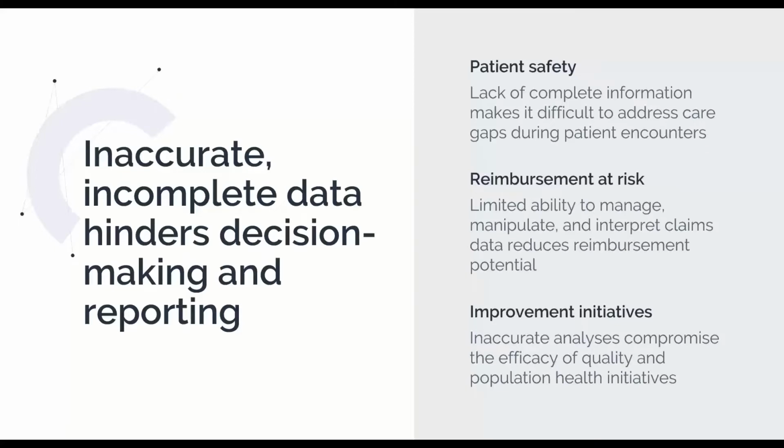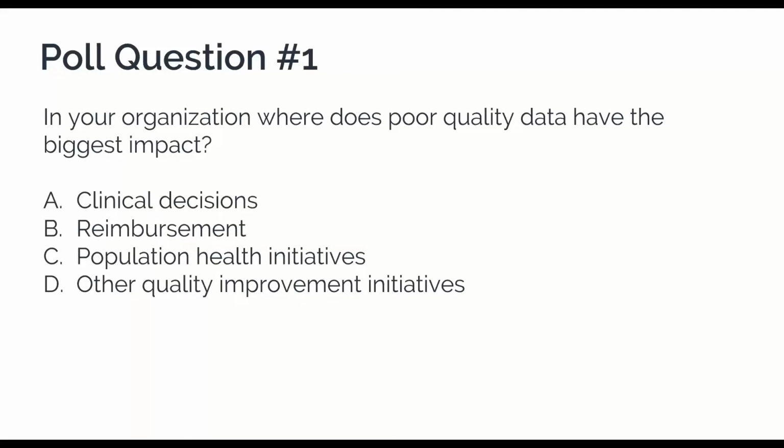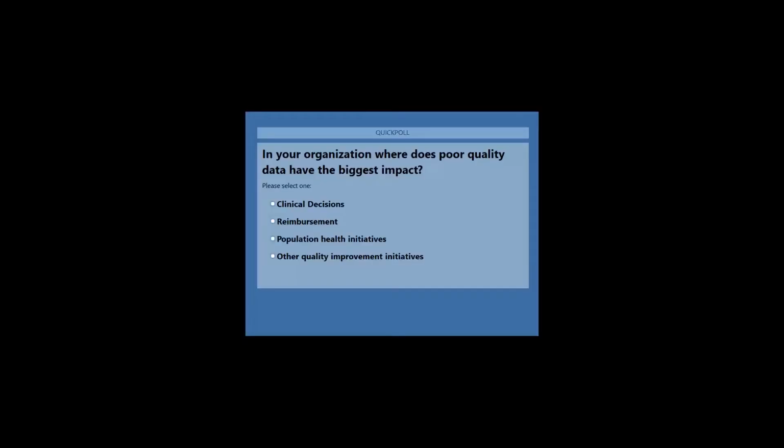I believe there's a poll question here, and we'd love to get some feedback from you. Jordan? Awesome. Thanks, Rajiv. All right, if everyone could face their attention to your screen. In your organization, where does poor quality data have the biggest impact? A, clinical decisions, B, reimbursement, C, population health initiatives, or D, other quality improvement initiatives? Just going to give it a few seconds so you all have time to vote. All right. Rajiv, it looks like clinical decisions won this one.